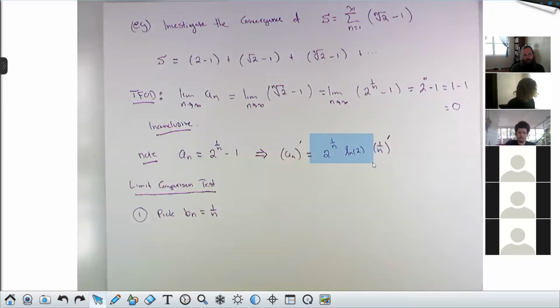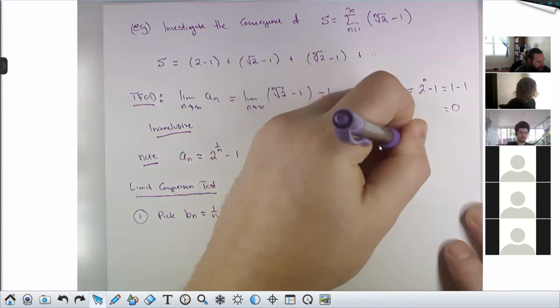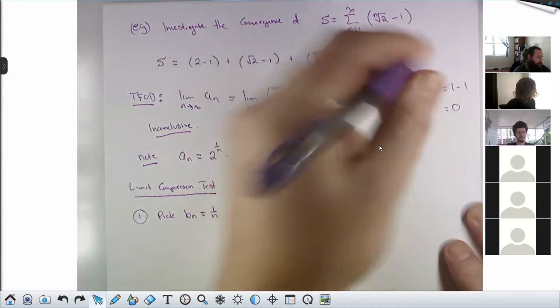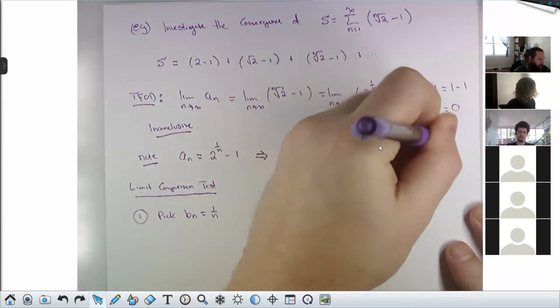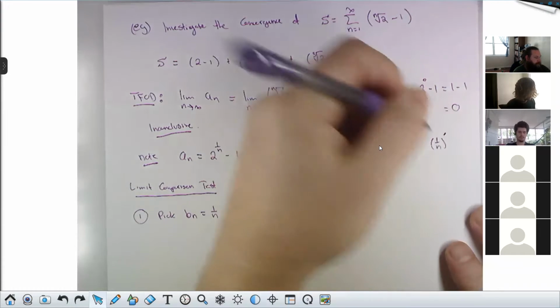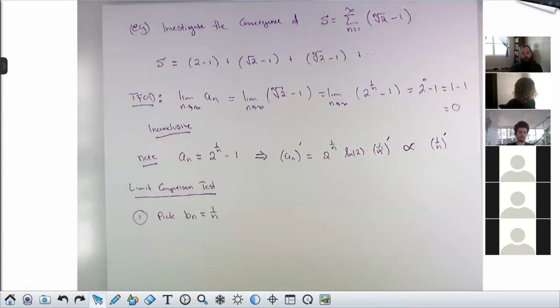These pieces, as n gets larger and larger, tend towards a constant, like 0.6. So the derivative of an is proportional to the derivative of 1 over n, meaning an and 1 over n decay at about the same speed. The symbol for proportional is like an elongated alpha. This is proportional to the derivative of 1 over n. And that's the hint to pick Bn as 1 over n.